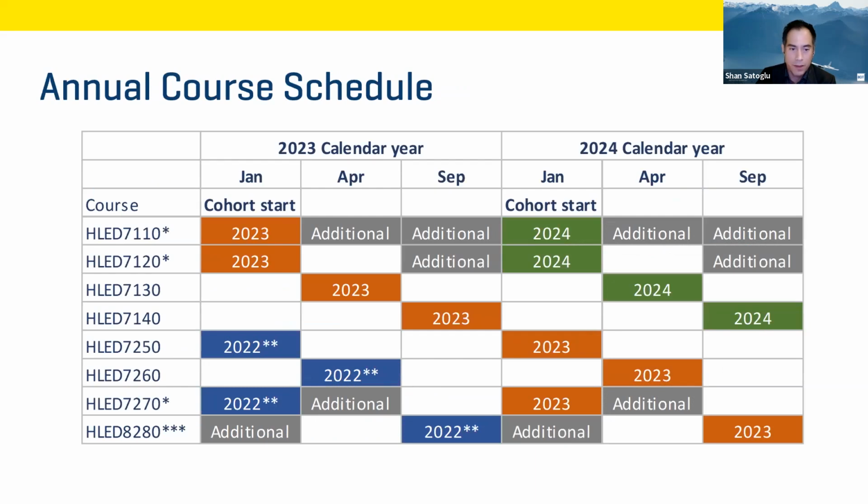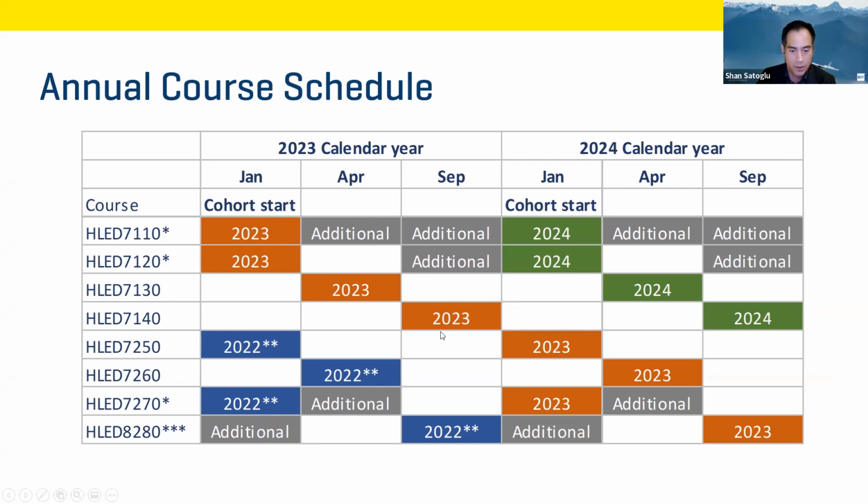For the department, this is our annual course schedule. We run our program and our courses on a very regular basis. So you can see here, hypothetically, let's say you started the program in January of this year, the suggestion would be that you would take in 2023 in January 2 courses, 7110 and 7120, and do those concurrently. And then in April, you would do 7130.